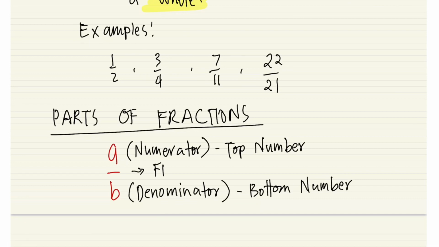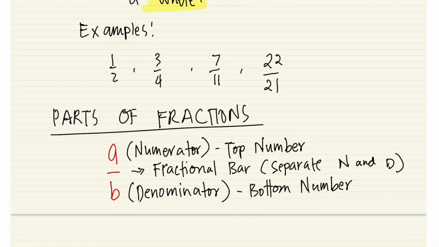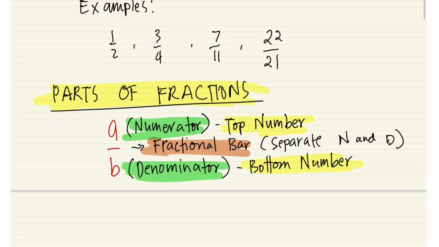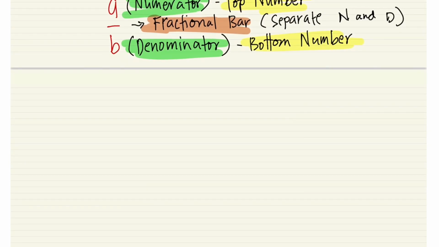The fractional bar's job is to separate the numerator and the denominator. So again, the parts of a fraction are the numerator and the denominator, and the line that separates the two is what we call the fractional bar. The numerator is the top number, while the denominator is the bottom number. Now we have types of fractions.